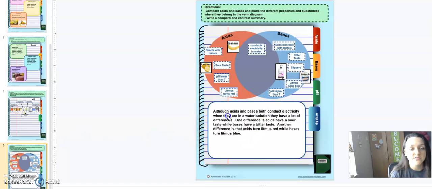So at the bottom, you need to write a compare and contrast summary. So you can use these things to compare and contrast. Although acids and bases both conduct electricity, what do we know about their differences? And then list some of these differences. Okay? When you're done, you can click turn in.